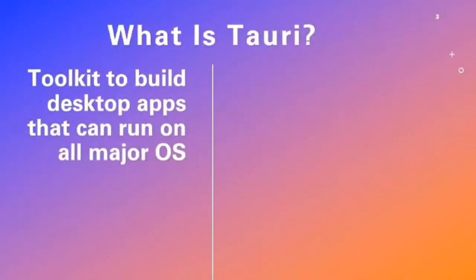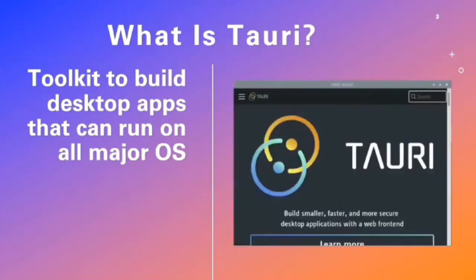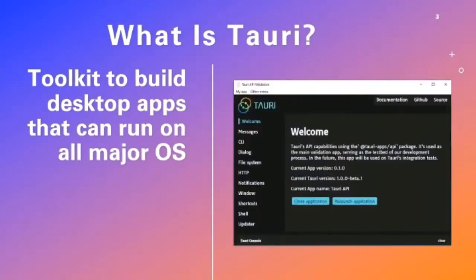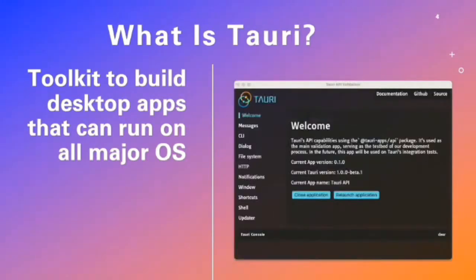So what is Tauri? In short, it's a toolkit to build desktop applications that can run on all major operating systems. So yes, it can run on Linux. This is the application I built on Arch Linux. I use Arch, by the way. And it can run on other distributions for sure. This is Raspbian on Raspberry Pi 4, and it can also run on Windows, not just Windows 10, it can run down to Windows 7. And last but not least, it can run on macOS, even the newest M1 series.